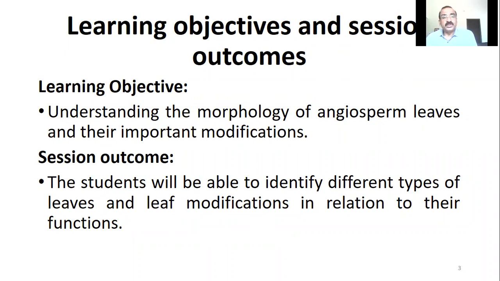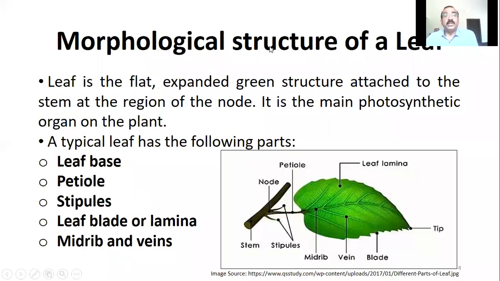The objective is you should understand the morphology of angiosperm leaf and their important modifications. And after this class, you should be able to identify different types of leaves and leaf modifications in relation to their functions. So with this introduction, let me go into the first part of today's lecture, that is morphological structure of a leaf.